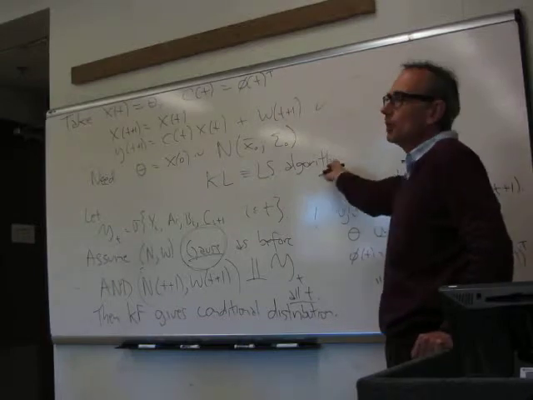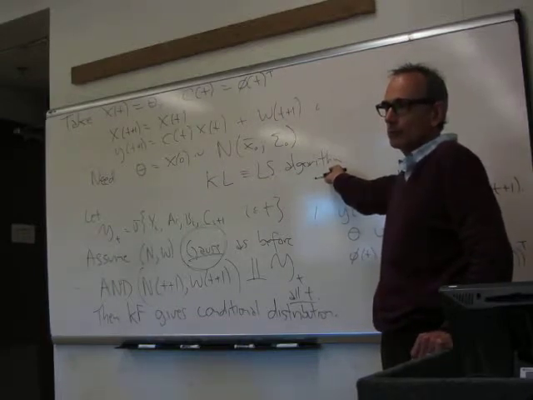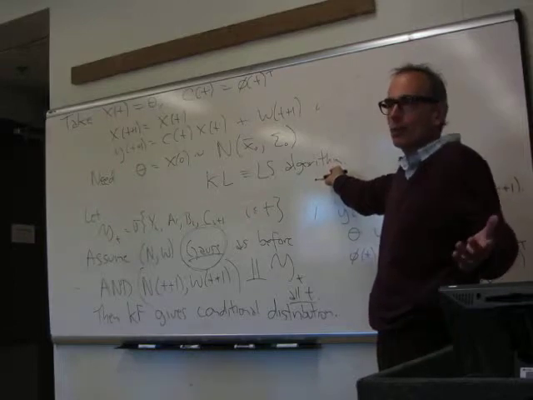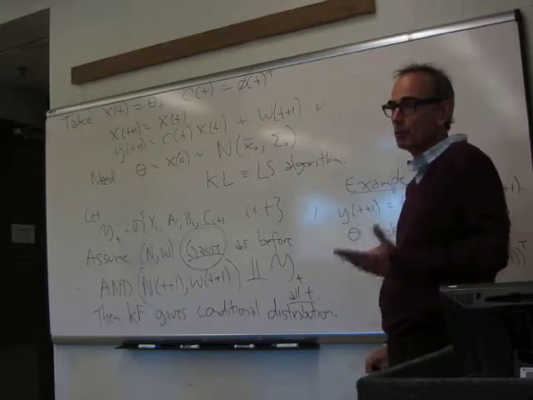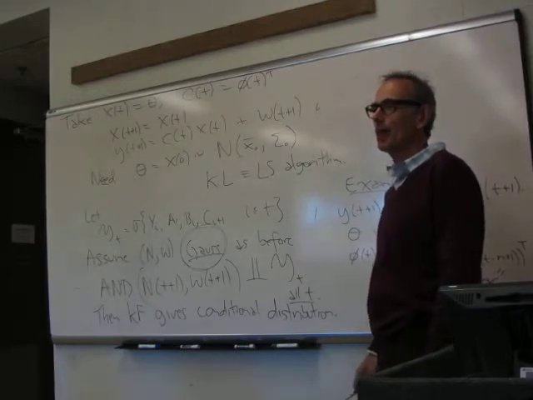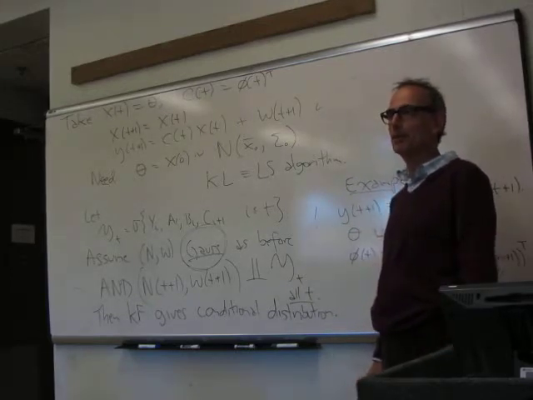In this case, you get an optimal algorithm. Least squares is a beautiful algorithm. In general, there's no theory. We don't know if it's going to be stable. We know it's the optimal conditional distribution, but that optimal conditional distribution might not have pretty dynamics.